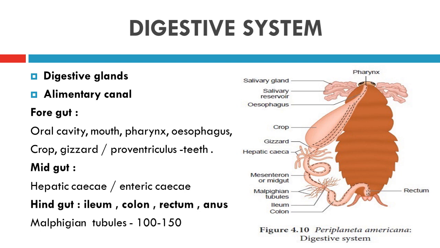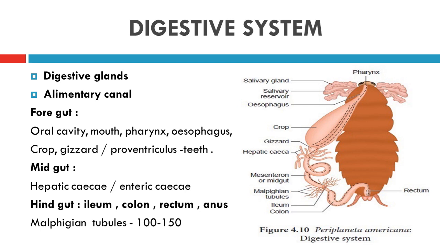This alimentary canal divides into 3 divisions. The first region is known as foregut. The second division is known as midgut. And the last division is known as hindgut. So foregut, midgut, as well as hindgut are there. Let us see what regions occur in the foregut.